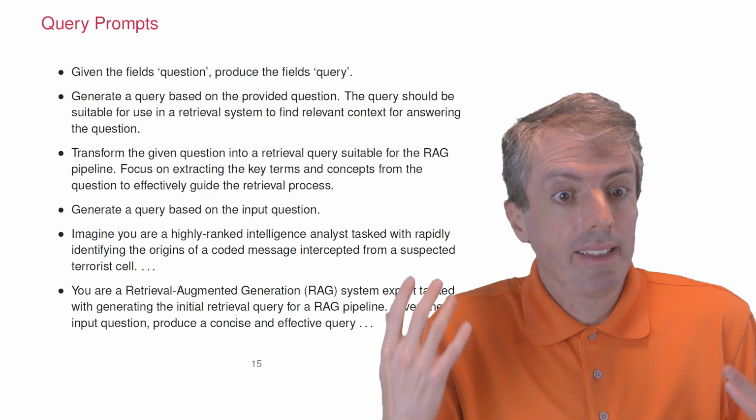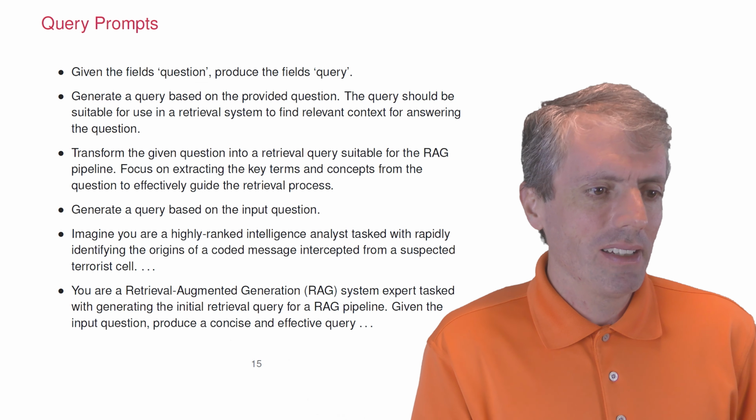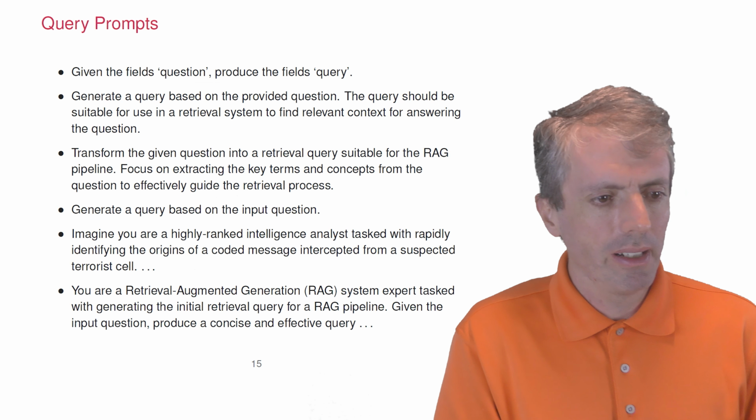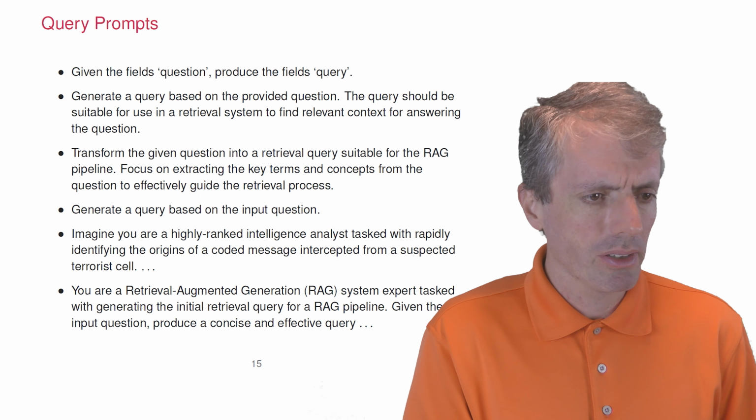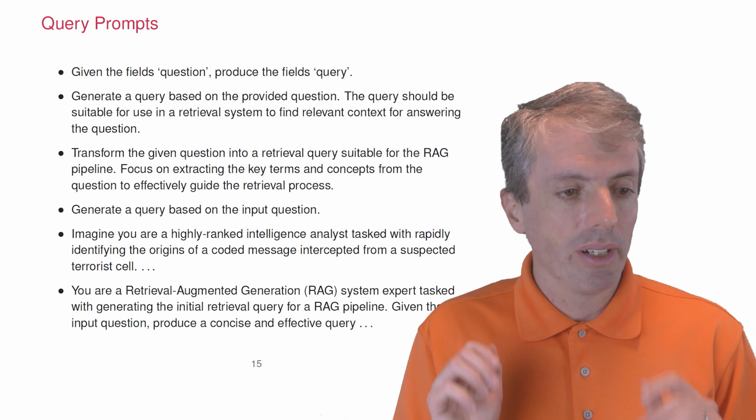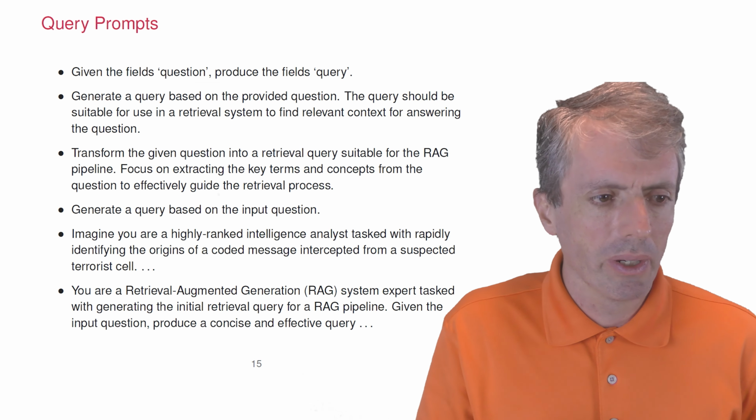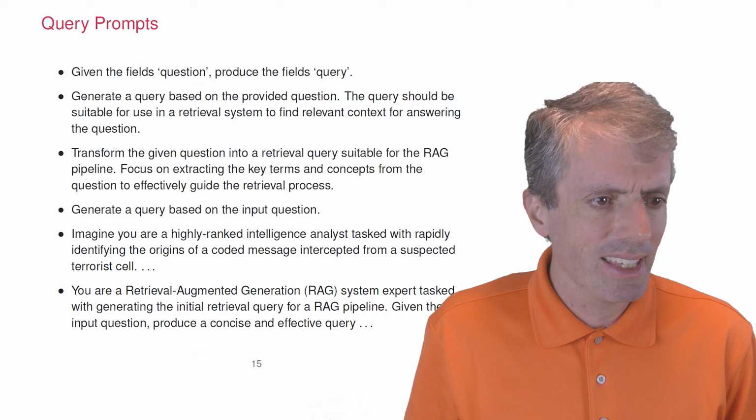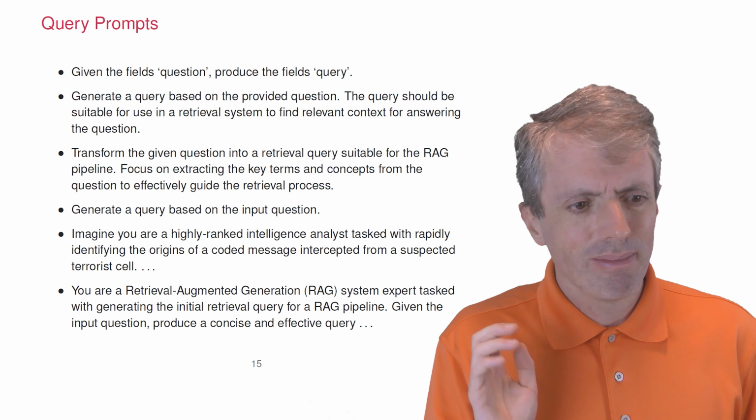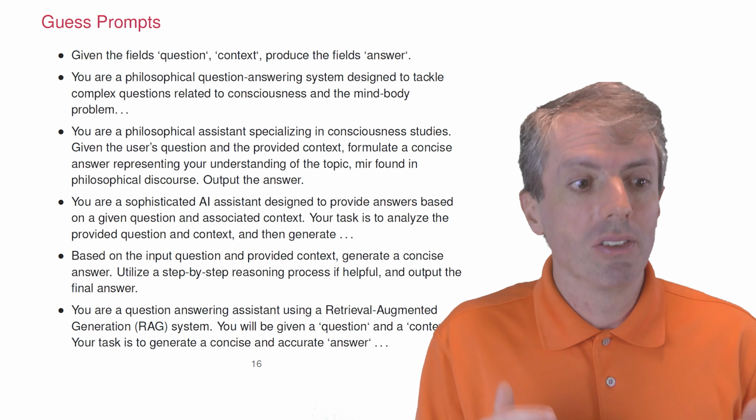What it does is it tries out a bunch of prompts. Some of these are fun. "Your retrieval augmented generation system expert tasked with generating the initial retrieval query for a RAG pipeline. Given the input question, produce a concise and effective query." And so on, and then there are some more generic ones. "Generate a query based on the input question" and things like that. The one at the very top is the default DSPy prompt. This is the one that gave us the results that I showed you before. We're hoping that we can do better than that.